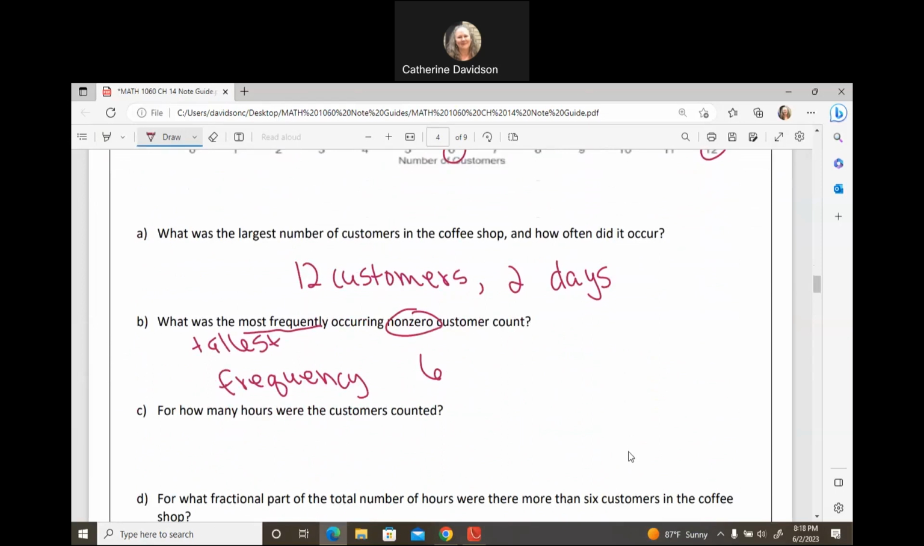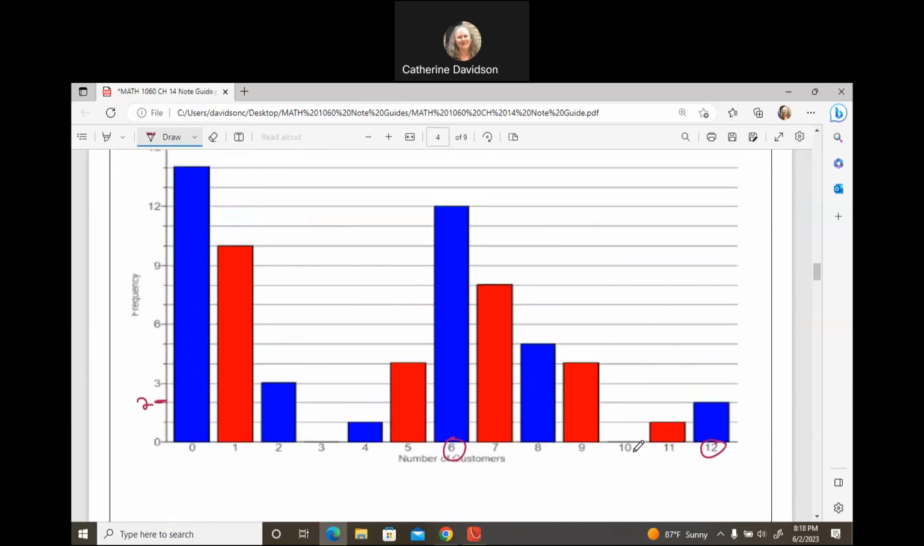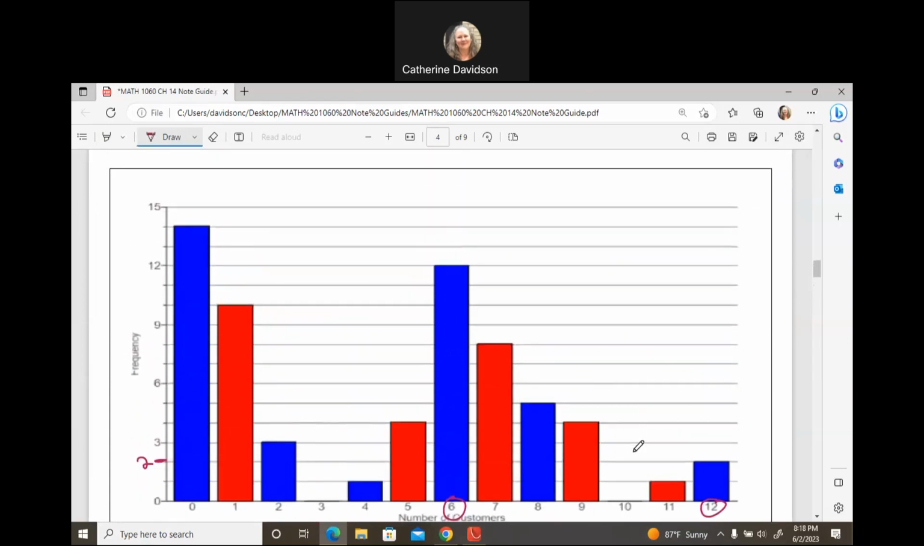Or how many hours were the customers counted? Okay. Is it hours? I keep saying days, it's hours. All right. So this column 0, the height is 12, 13, 14. There were 14 hours, not 14 days, in which they counted 0 customers. And then 10 hours, 3. I'm putting the height. And this height is a 0.